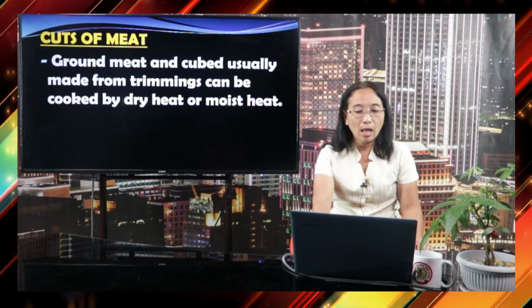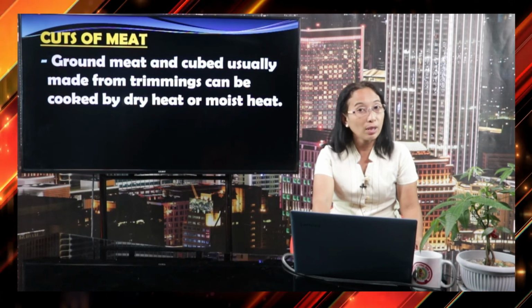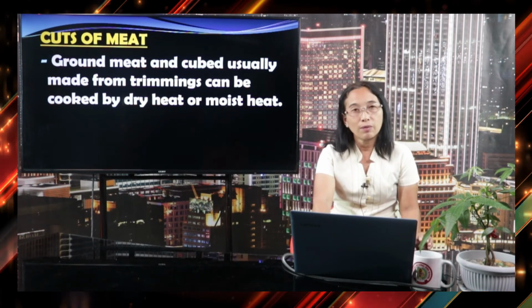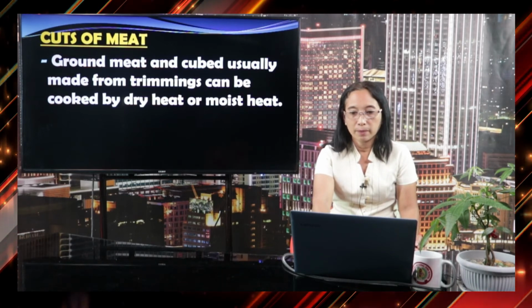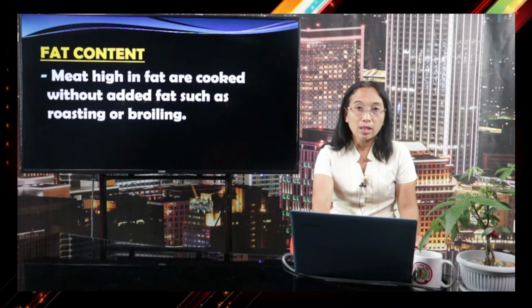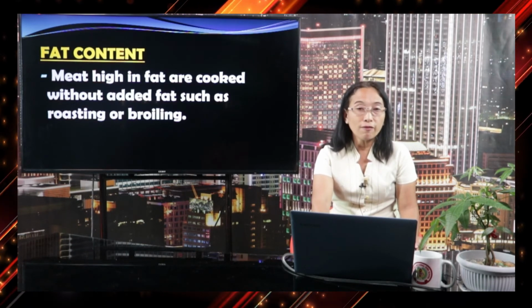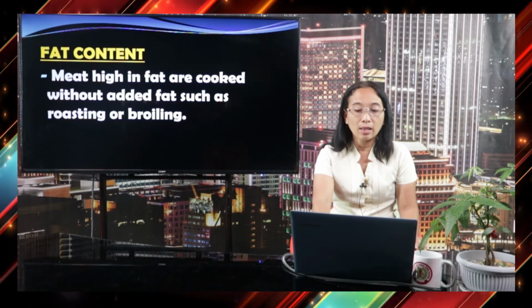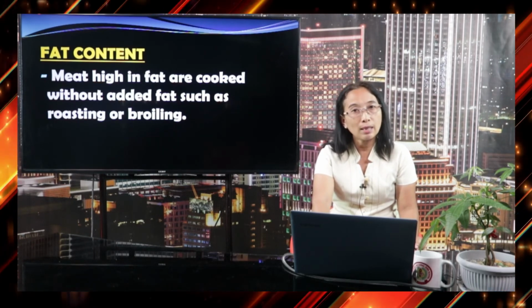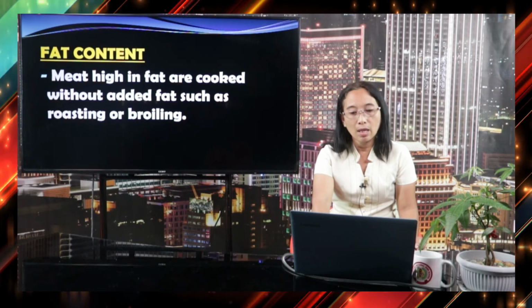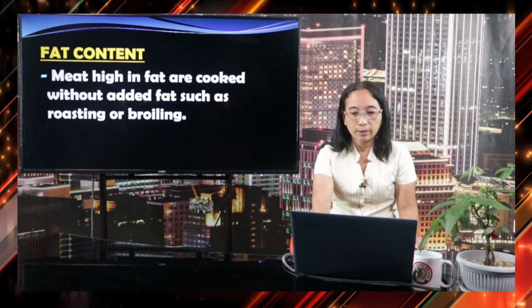For the ground meat and cubes, usually made from the trimmings, you can use the dry heat method or a moist heat method. Number 2 factor is the fat content. The meat that is high in fat is cooked without added fat, such as roasting or broiling. So the meats that have a high fat content, you can cook without adding fats.